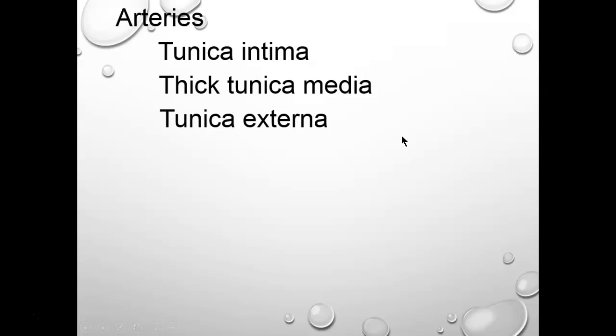So let's look at the different vessels, the arteries, the veins, and the capillaries, and how these layers or these tunics help to make up their composition. Arteries have the normal tunica intima, a very thick tunica media, and then the normal tunica externa. So you see why it is different here. We've put the word thick here with tunica media. Remember, arteries are taking blood away from the heart, so they have to withstand blood under a lot of pressure.